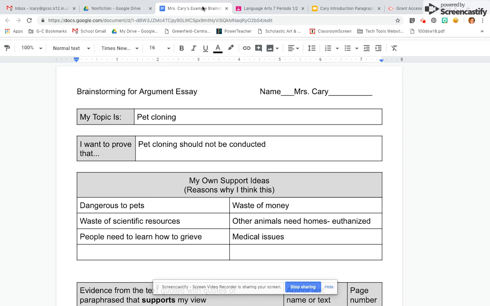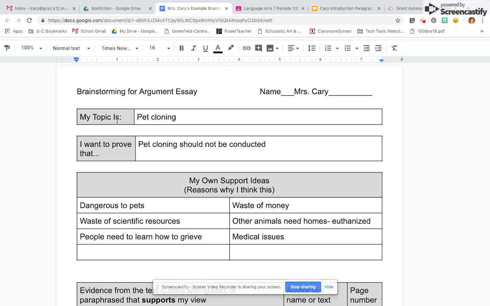Hi students, it's Mrs. Carey, and I wanted to talk about your brainstorming and organizing your paper and then writing your introduction paragraph today. So we started last week coming up with what topic we wanted to write about, and then in class we did the first part of this worksheet.